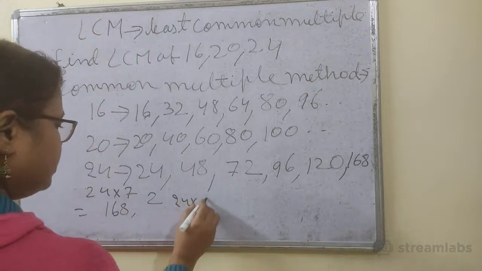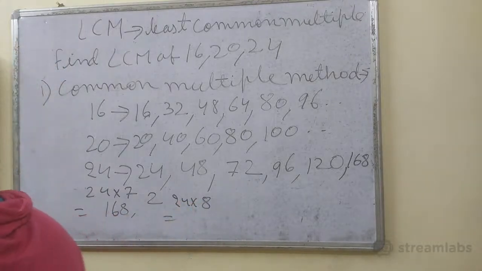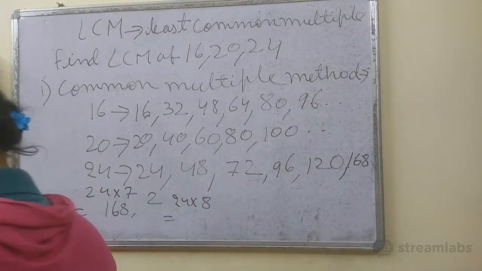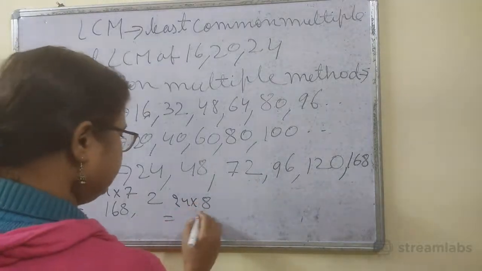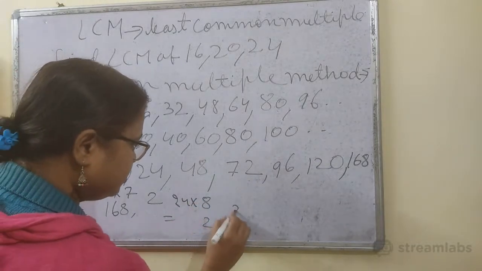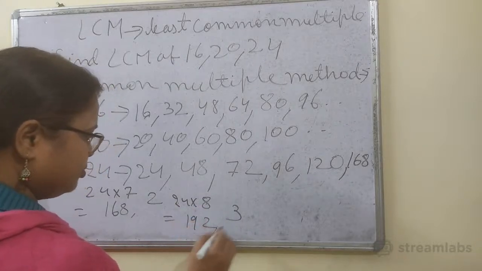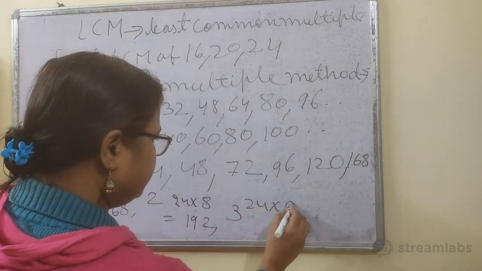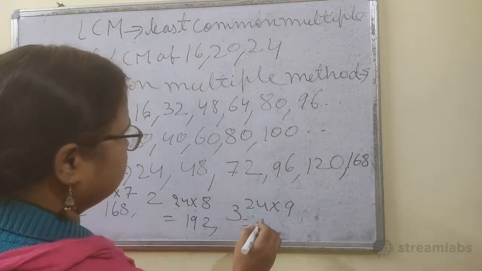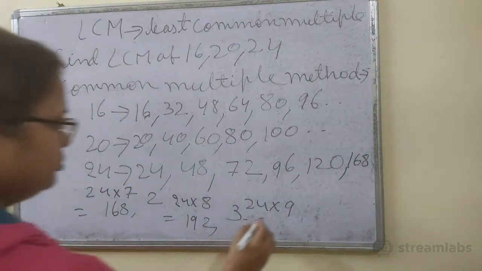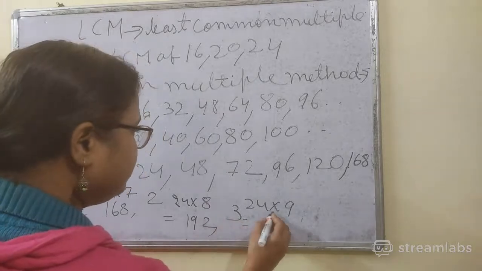Then 24 into 8. So 24 into 8 is what? 192. Okay. Then 24 into 9.